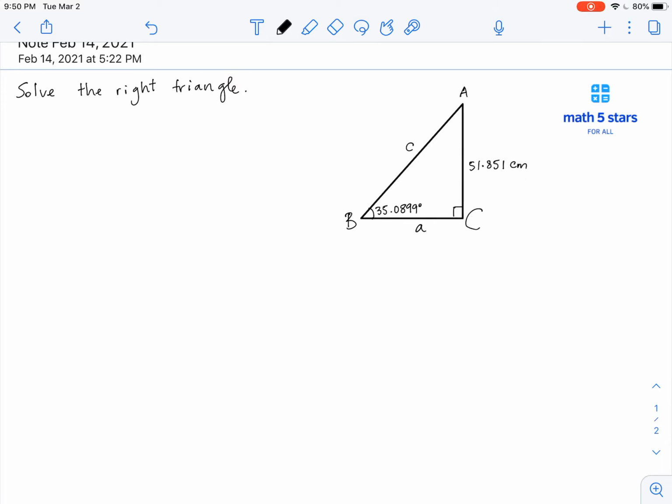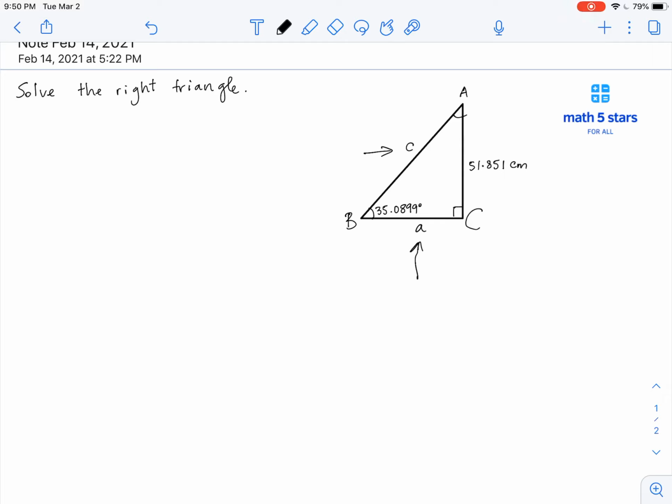Now they're telling us to solve for the triangle, which means that we need to find the side C, because the angle C we automatically know is 90 degrees since it's a right triangle. And we need to find side A and then angle A. So three things: side C, side A, and angle A. Okay, so let's go ahead and do that.